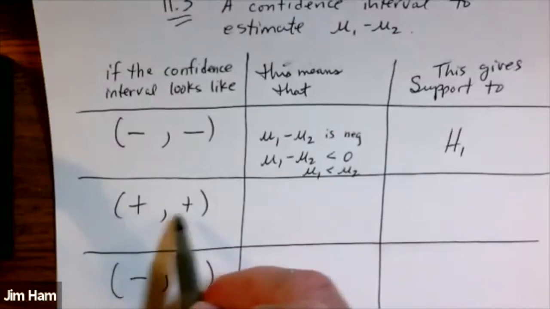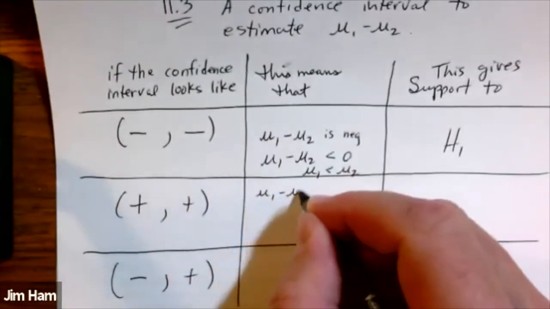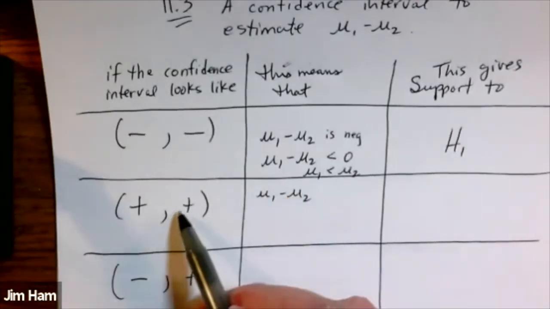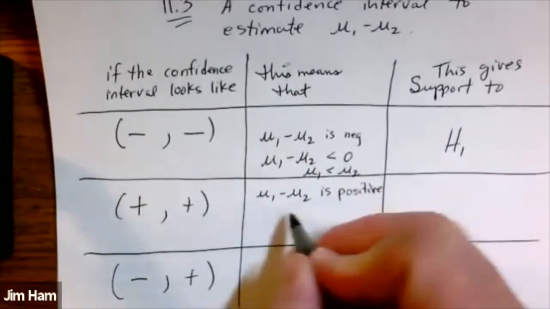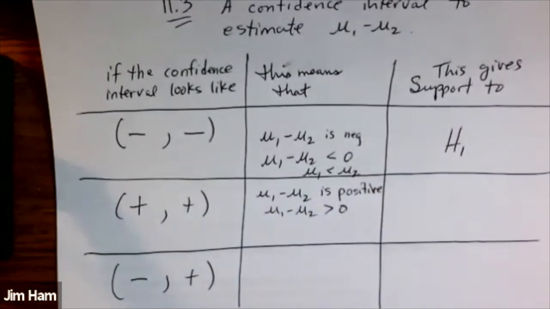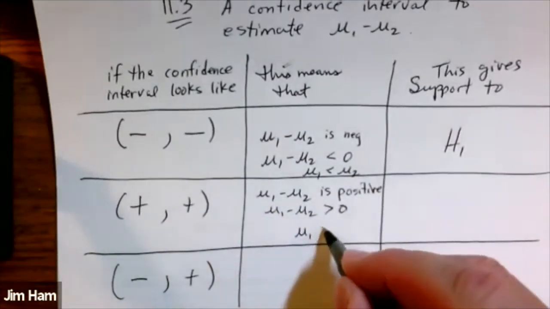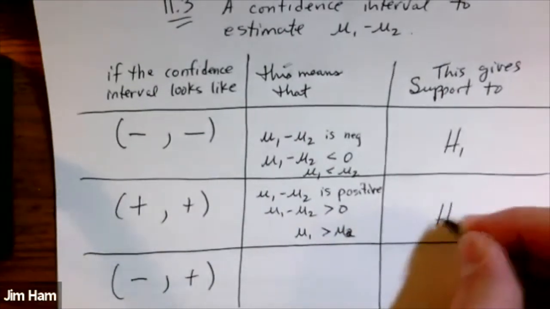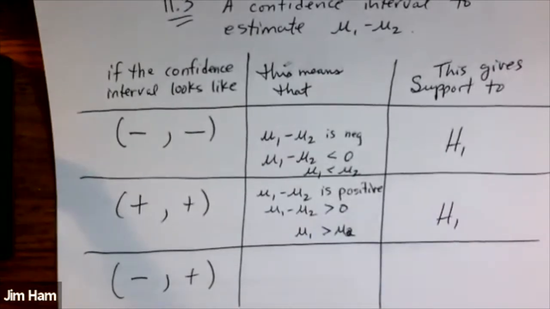If both of the numbers of the interval are positive, then what we're saying is that when we estimate the difference in the means, we're 95% confident that this difference is in this interval, which means it's positive. Mathematically, we would write it mu1 minus mu2 is greater than 0. Numbers greater than 0 are positive. And then if you add mu2 to both sides, you get that mu1 is greater than mu2. Again, the only place that you're going to see the greater than sign, if we're talking about hypotheses, will be in the alternative. So this gives support to H1, the alternative hypothesis.